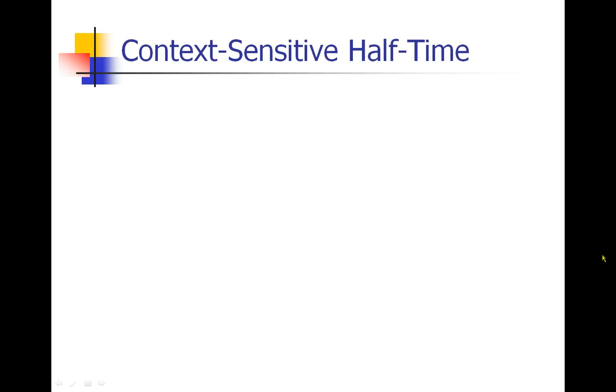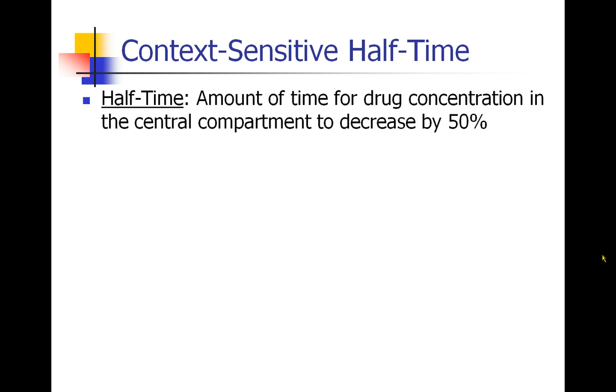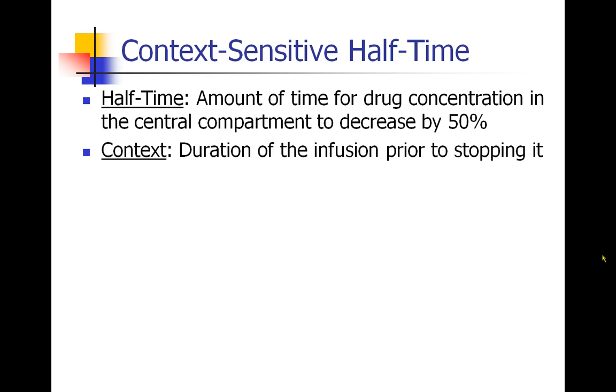Now we're going to switch gears and talk about a very important concept that applies not just to opioids, but to all IV anesthetics. That concept is called context-sensitive half-time. And what that means, well, half-time we know is the amount of time for drug concentration in the central compartment to decrease by 50%. So that's half-time. The context means the duration of the infusion prior to stopping it. Let's understand what this means.